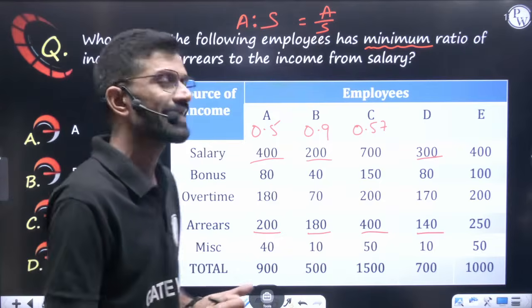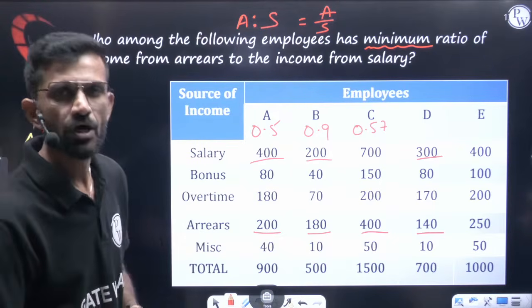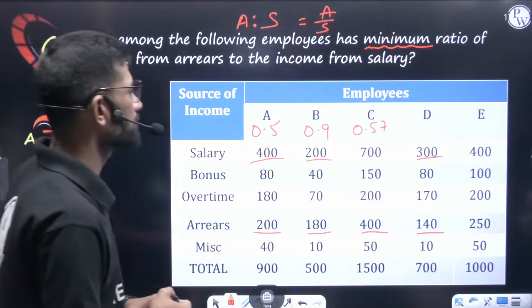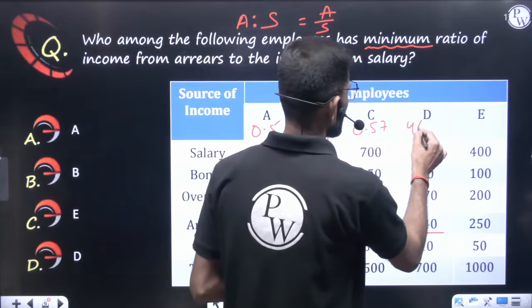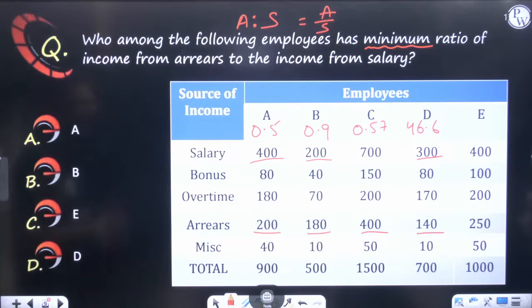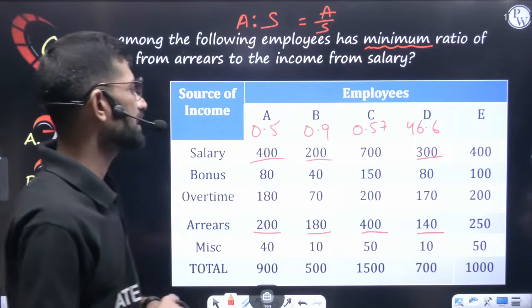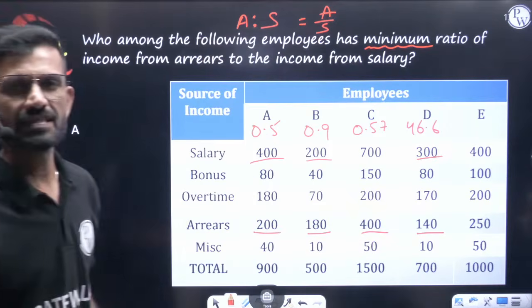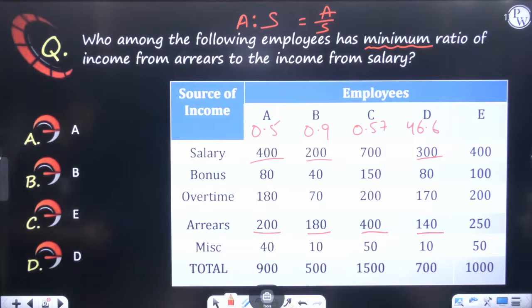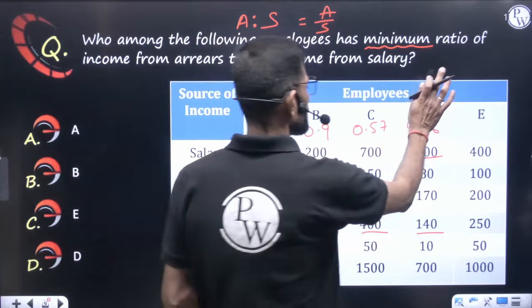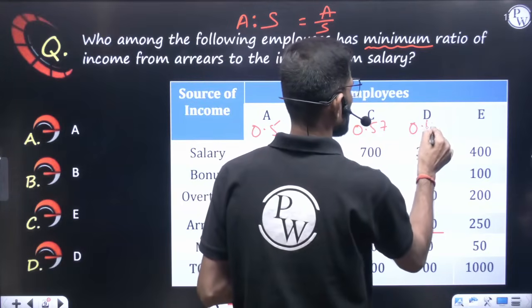Okay, employee D, it is 140 and the total salary is 300. So 140 by 300 or 14 by 30, or else you can even call it 7 by 15. 7 by 15 means how much it will be coming? Somewhere around 0.46. Yes, 0.46 it will be coming.